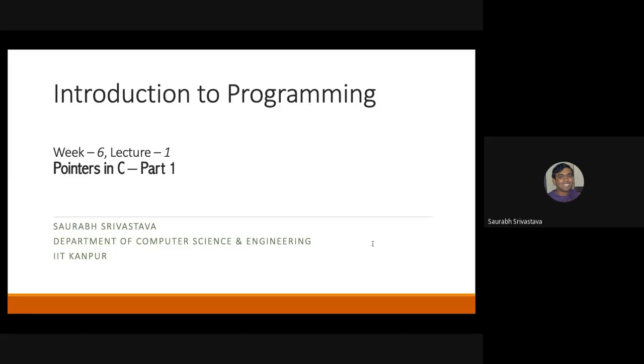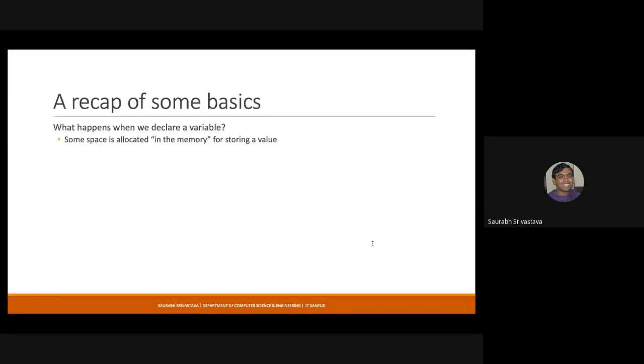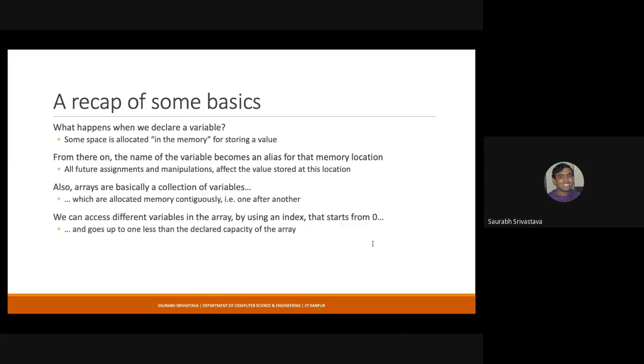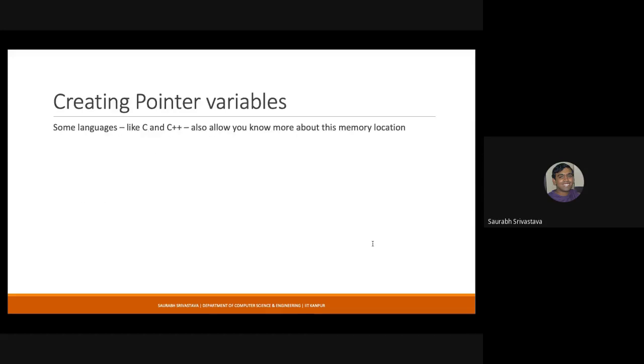So week 6 onwards, we actually went to pointers. Some very basics of what we knew before: whenever you declare a variable, some space is allocated inside the memory, and the name of the variable is used to access it. This is also true for an array. For an array, you also need an index along with the name of the variable, and you can use syntax like ARR0, ARR1 to go there.